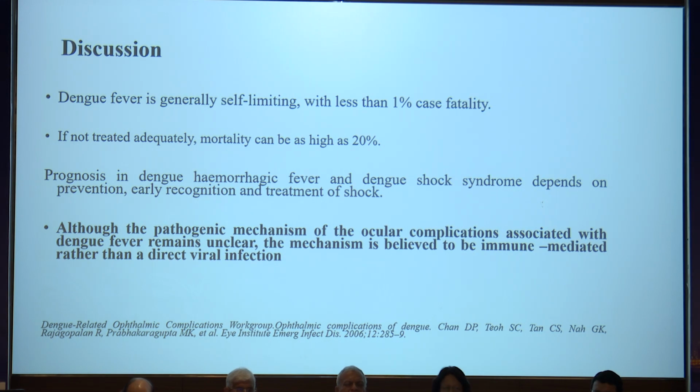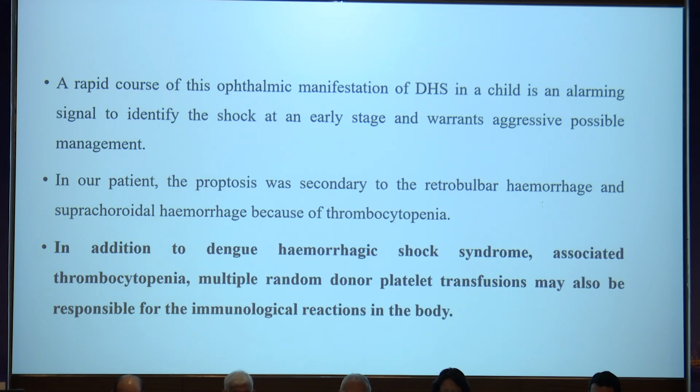Dengue fever is self-limiting with less than 1% case fatality. But if not treated adequately and early, the mortality can be as high as 20%. Prognosis in dengue hemorrhagic fever and dengue shock syndrome depends upon prevention and early recognition and treatment of shock. Although the pathogenic mechanism of ocular complications associated with dengue fever remains unclear, the mechanism is believed to be immune-mediated rather than direct viral infection.